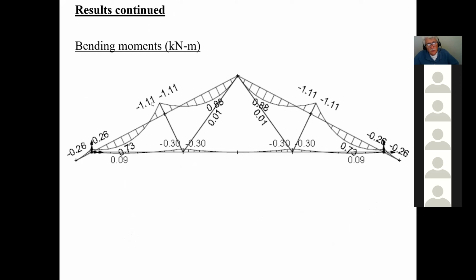So there you go, this is my MF value. Then I find my axial force here. That becomes my CF value. Here's my MF value for the bottom chord, and then my TF value, the highest one.